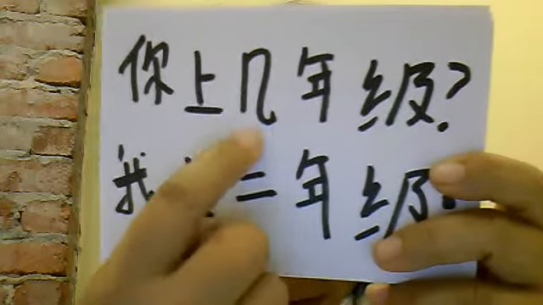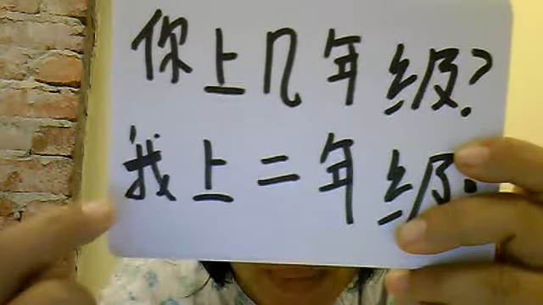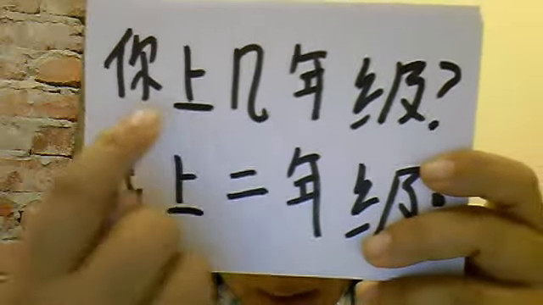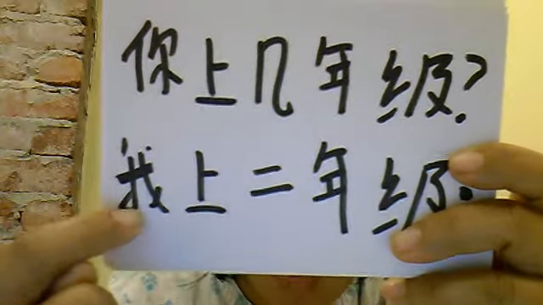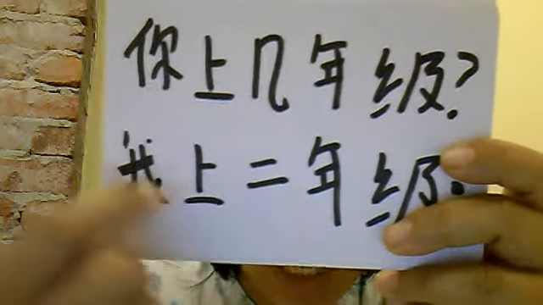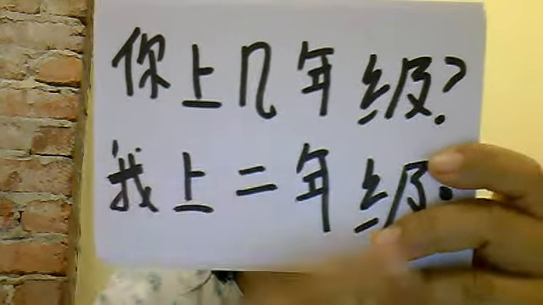So this is how you ask the question, how many grade. So it's like, what grade are you? And you answer, 我上二年级. I go to second grade. And you can say 三年级 is third grade, 四年级 is fourth grade, so on and so forth. So for kindergarten, it's a different word.